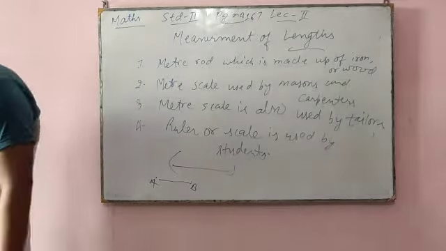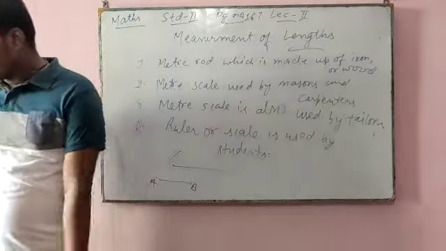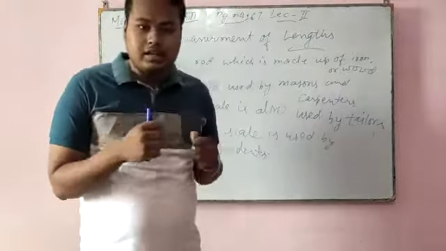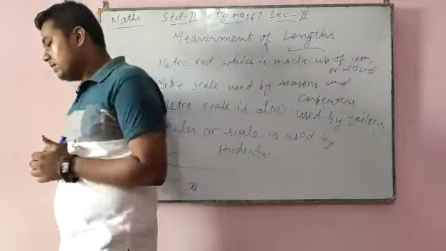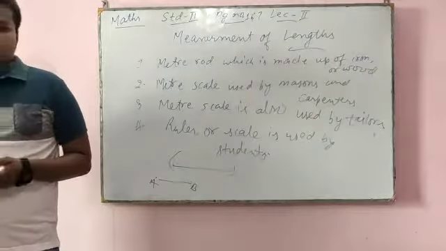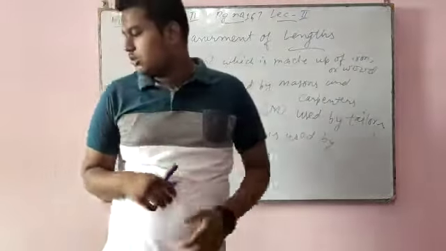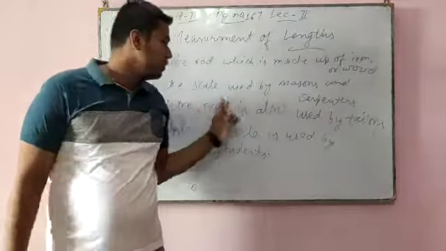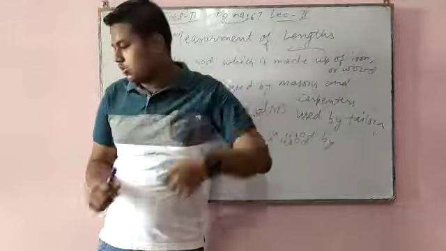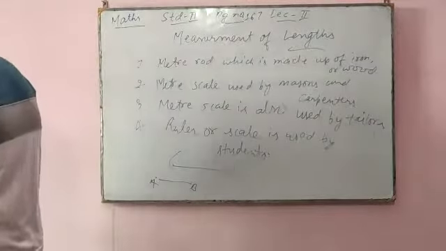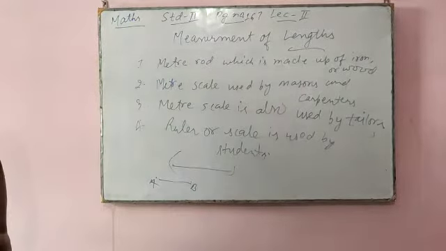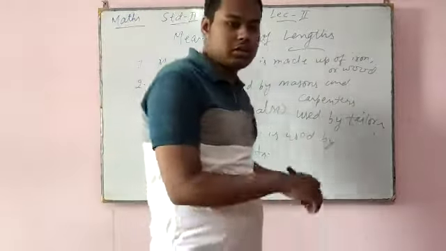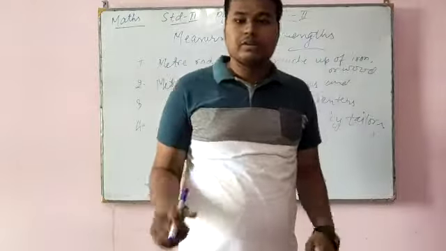There is some question on page 167. Measure the length of your mathematics book. You can measure the length, and length only. Measure the height of your teacher's table. Third is measure the height of your frame, with the meter scale which is used by tailors. You can use that. Four is measure the length and width of your mathematics book. You can measure the length and breadth of your mathematics book.